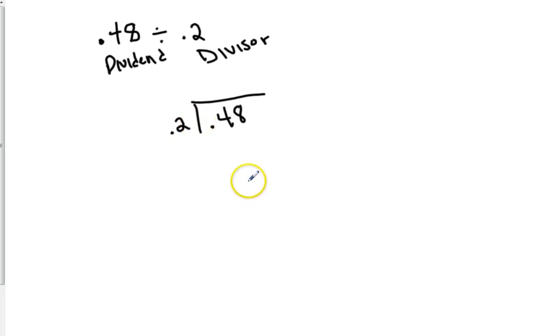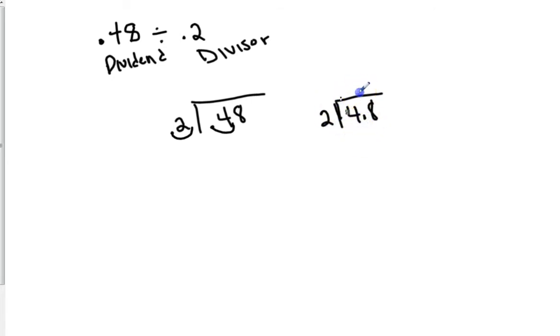So we have to make that 2 tenths into a whole number. I do that by multiplying by 10, which changes this problem into 2. And I have to multiply by 10 on the inside, divided by 4.8. So when I change it around, it becomes 4 and 8 tenths divided by 2. And now I just do regular division.